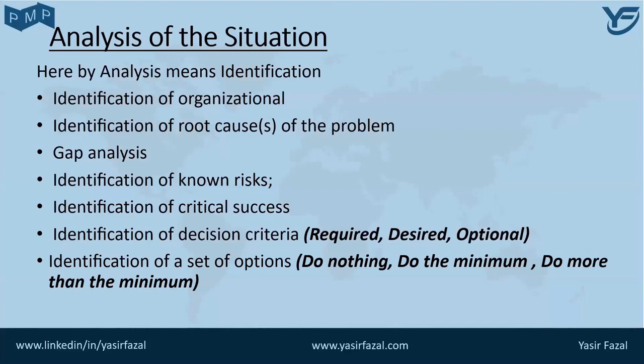Do nothing is also referred to as the business as usual option. Selection of this option results in the project not being authorized. Do the minimum means do the minimum work possible to address the problem or opportunity. The minimum may be established by identifying the set of documented criteria that are key in addressing the problem or opportunity.